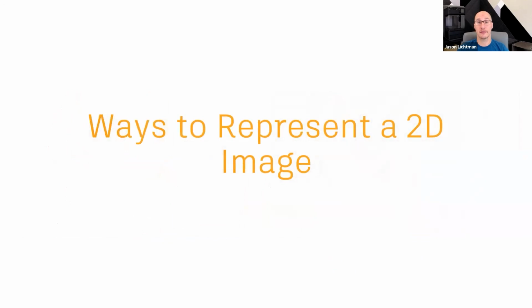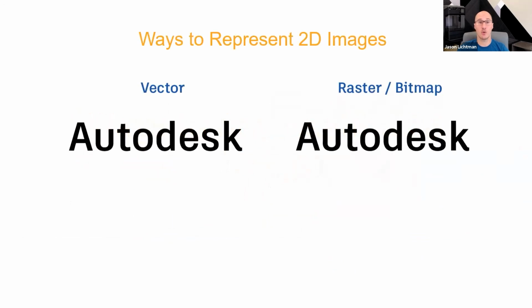And to understand that a little easier, I like to start in 2D. So there are a lot of different ways to represent a 2D image. On my screen right now, you could see two Autodesk logos. The one on the left and the one on the right look the same on first glance, but the one on the left is a vector, which means it's mathematically based. It's described in computer terms as a mathematical formula. And the one on the right is raster or bitmap based, and it's described with pixels.